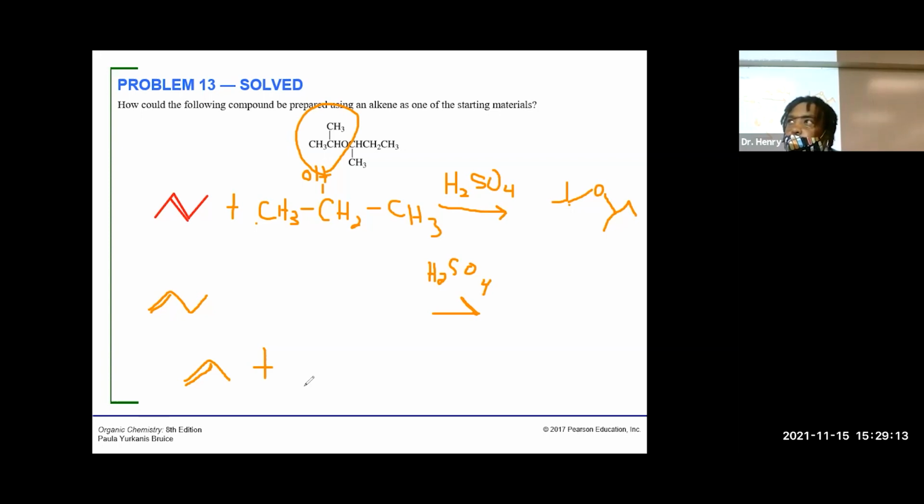Okay, so that's 1, 2, 3. 1, 2, 3, 4. Got carried away. I'm at the race. 1, 2, 3, 4. Okay, butanol. Do I do this? That's butanol. No, that won't work, right? Where should it be?